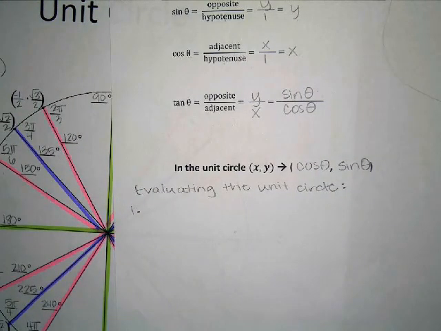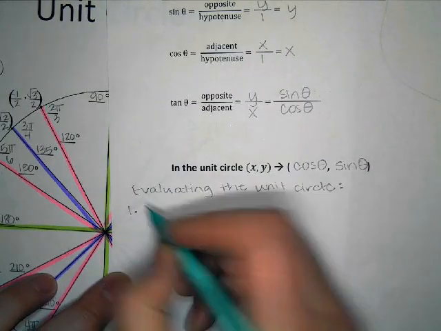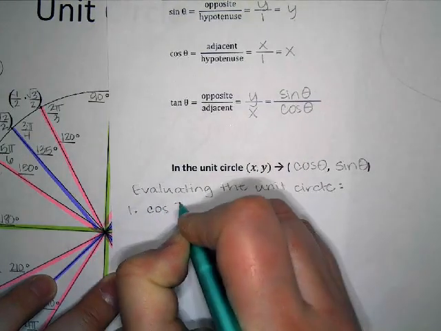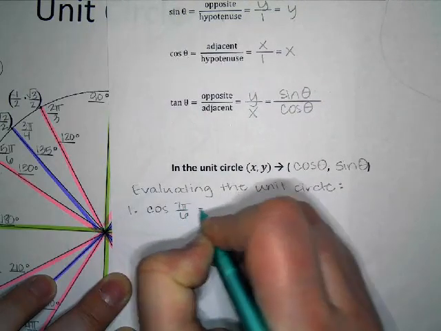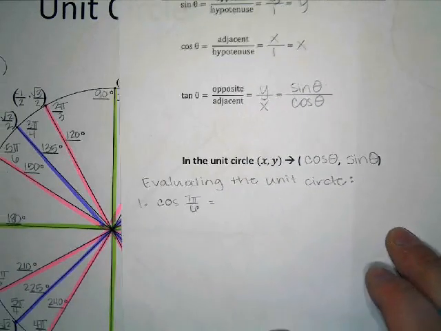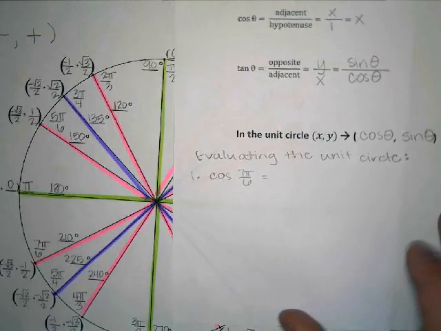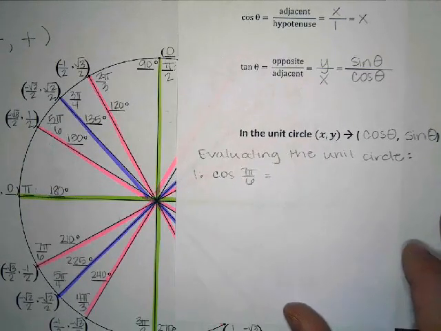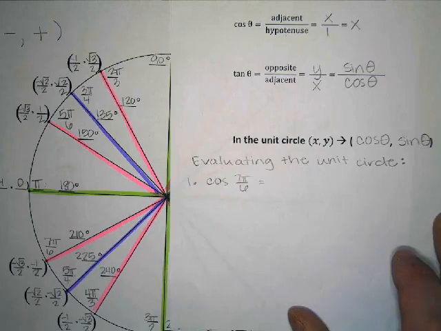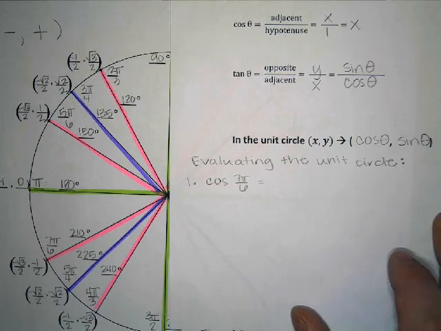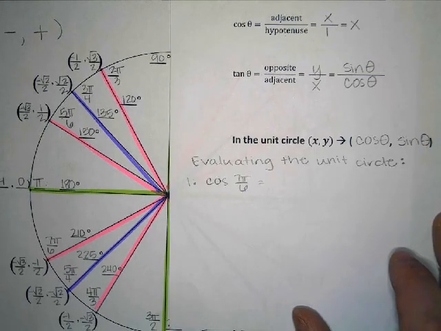Okay, so the first problem that we're going to do is we're going to find cos of 7 pi 6. Cos of 7 pi 6. So you're going to locate 7 pi 6 on the unit circle, you're going to find the x-coordinate, and that is going to be the answer. So what is the answer? Negative root 3 over 2.